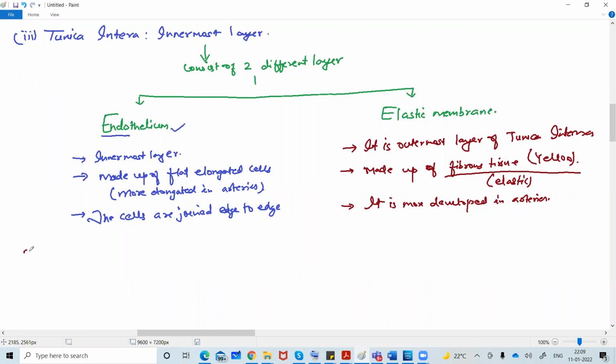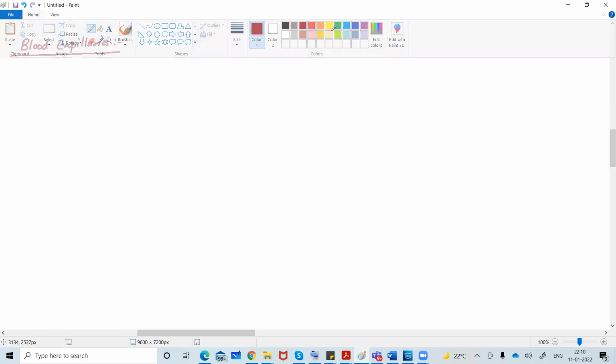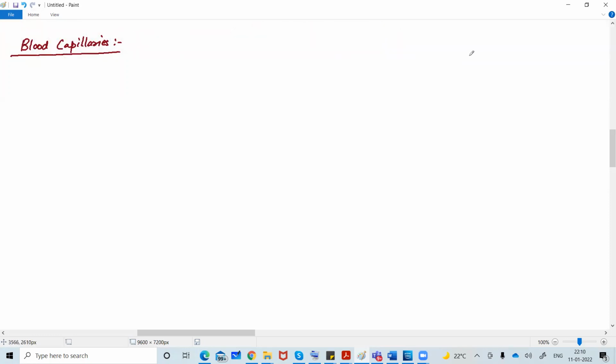So next is blood capillaries. Arteries and veins are done. Blood capillaries are very thin because arteries and veins can't go in between the gaps of the cells to provide nutrition and take all the waste substances. So let's try to understand how they are arranged. Is there any direct contact between blood vessels and the organ? Answer is no. Let's see how.